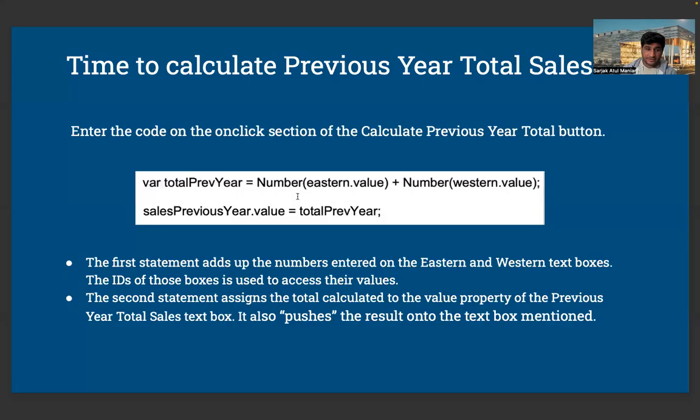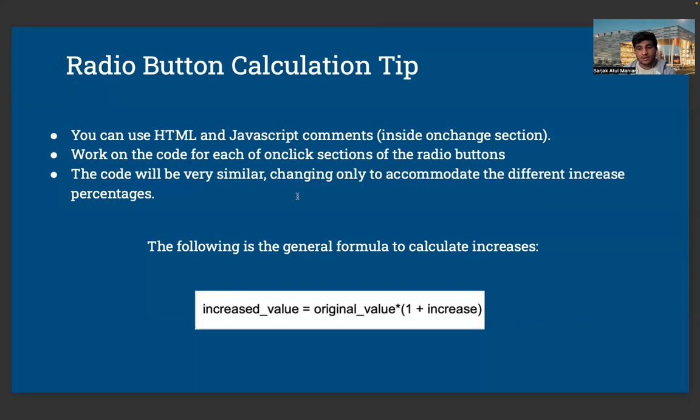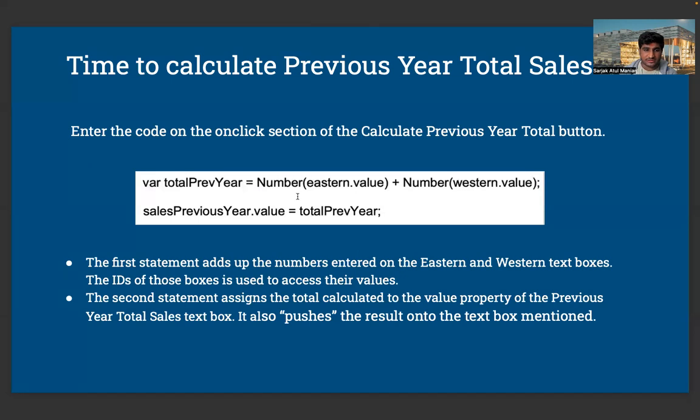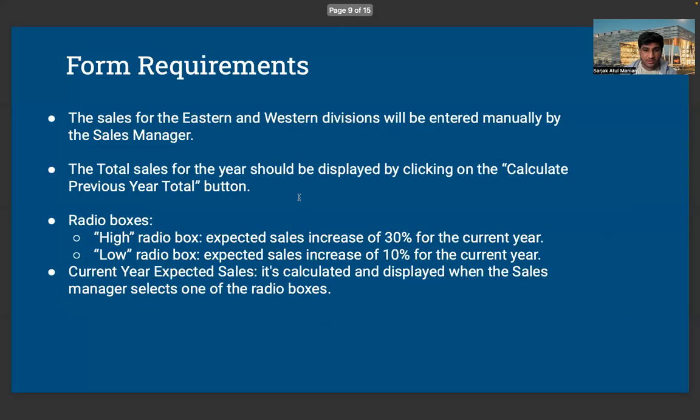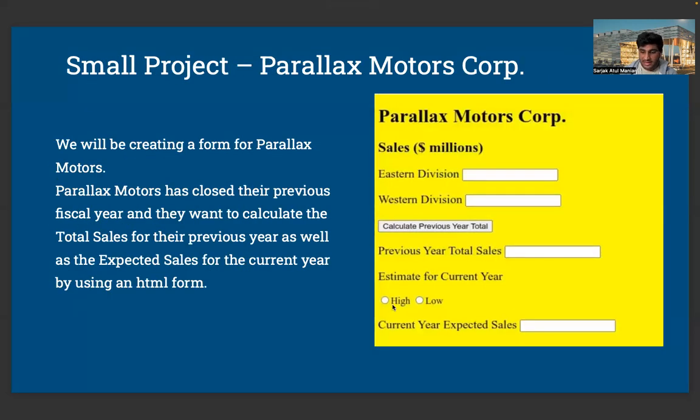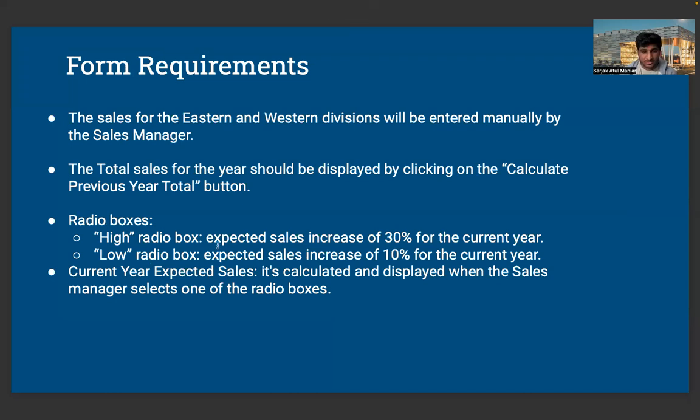And here's another tip for working with the radio buttons, right? So let's come to our next part, which is dealing with the radio buttons. There are two radio buttons, right? High and low. And it says that the high radio box is used when expected sales increase by 30% for the current year, and for the low radio box, expected sales increase by 10% for the current year.